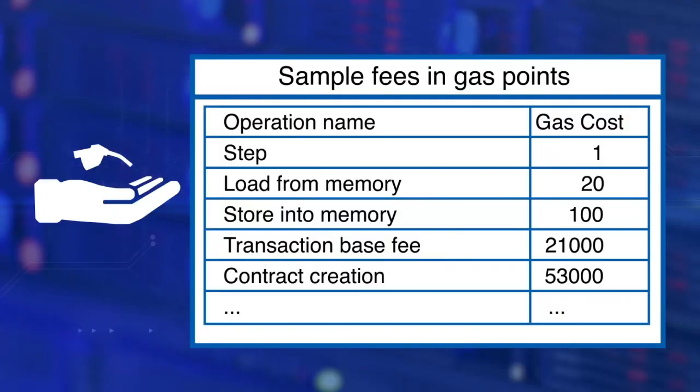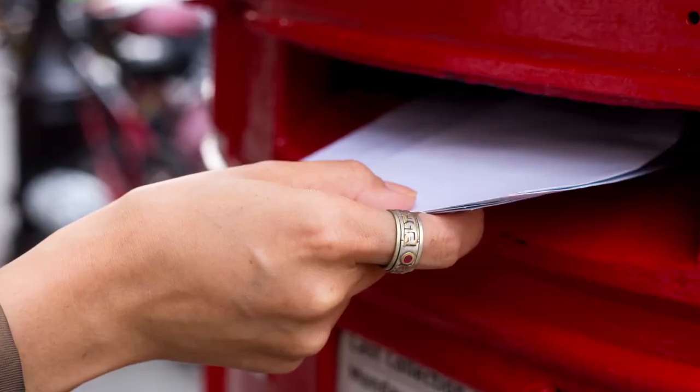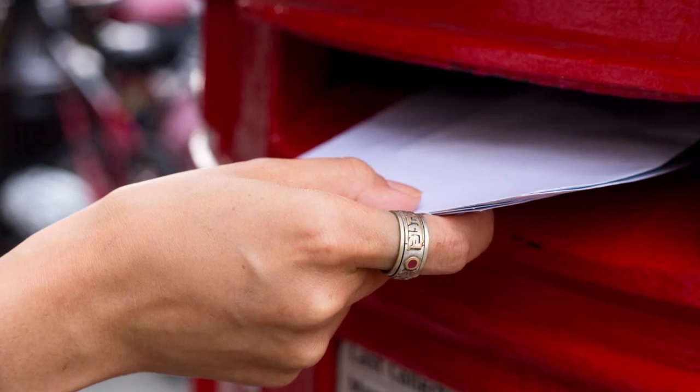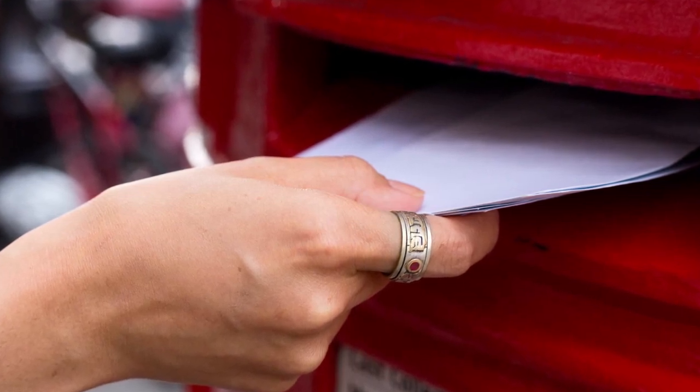Ethereum has specified gas points for each type of operation. The mining process computes the gas points required for execution of a transaction. If the fees specified in the gas points in the transaction are not sufficient, it is rejected. This is similar to mailing a letter with insufficient postage. The letter will not be delivered if it had insufficient postage.